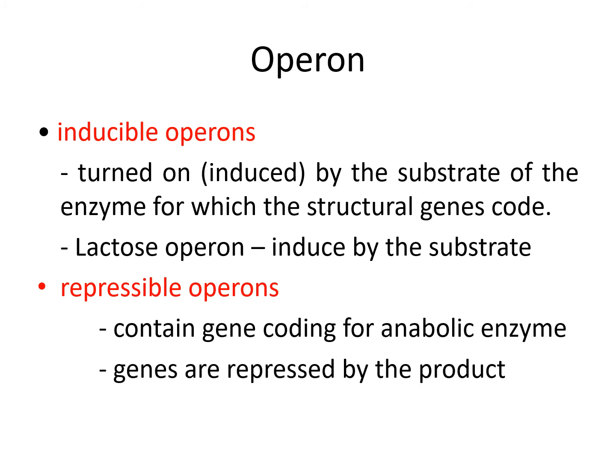The second type of operon is the repressible operon. These operons often contain genes encoding anabolic enzymes, such as those used to synthesize amino acids. In the case of these operons, several genes in series are turned off or repressed by the product synthesized by the enzyme.